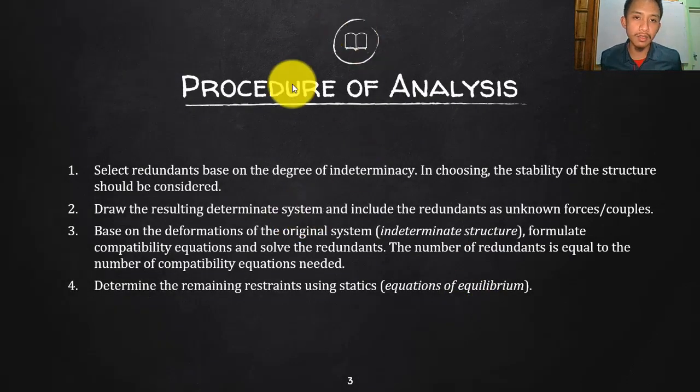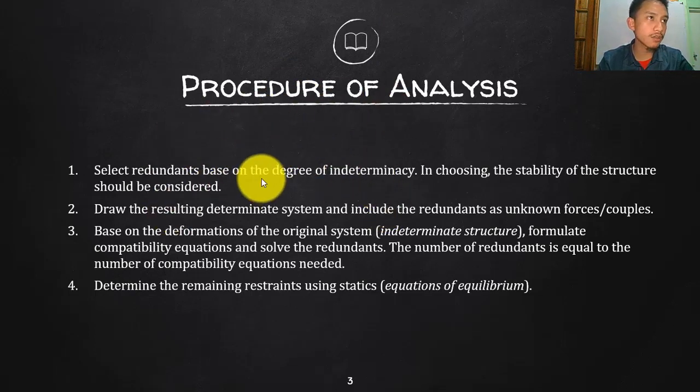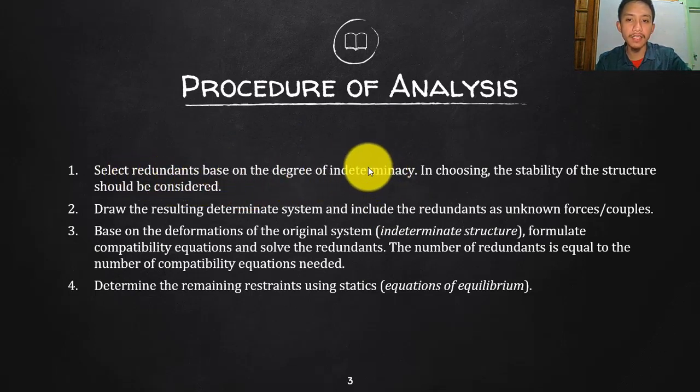So I will just present here the procedure. If you follow it one by one, there are a lot of steps, but let's just take it generally. The first step in the analysis using consistent deformation is to select your redundants based on the degree of indeterminacy. If your structure is indeterminate to the third degree, it means there are three excess restraints, so there will be three redundants. And in choosing these redundants, you need to consider the stability, as I was saying a while ago.